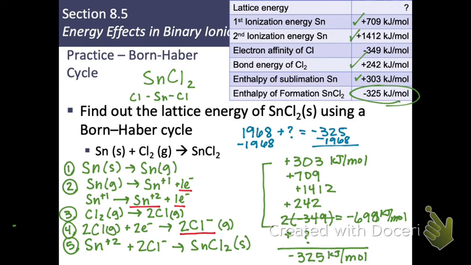negative 1,640. No, I don't think so, because that 325 is negative. So I think it should be negative 2,293. Is that what we got? Yeah. Okay. So my lattice energy is negative. Remember, lattice energy is exothermic, so it really should come out negative.